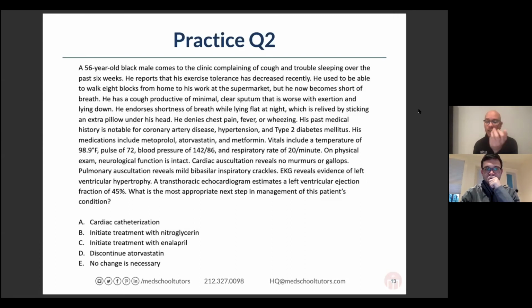So he denies chest pain, fever, wheezing. The wheezing is important because we had a cough, and this is a middle-aged person. Could this be COPD? But again, there's a lot of data pointing away from that. Past medical history is notable for coronary artery disease, hypertension, type 2 diabetes, a very metabolic picture. And we know that roughly two-thirds of heart failure is ischemic in nature. And so there are risk factors now.